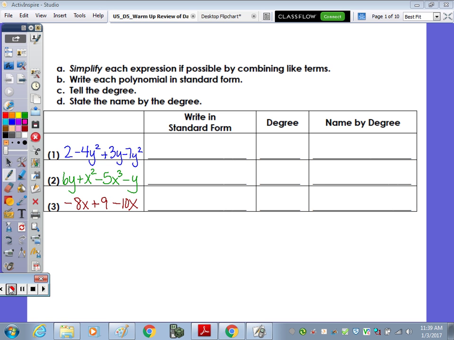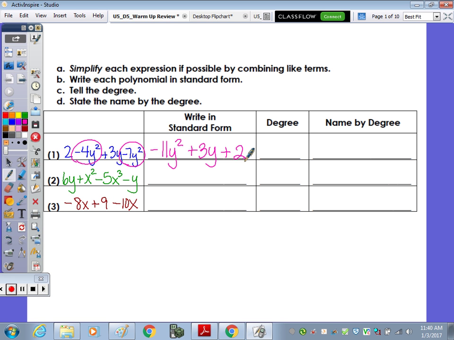Okay, number one. In standard form, be highest to lowest exponent. So I'm going to look at those degree 2 terms. I can combine those since they're both like terms. Negative 4y squared minus 7y squared. Negative 4 minus 7 is negative 11. Again, when adding and subtracting, the exponent stays the same. Then would come the y term, and there's nothing to combine with that, and the positive 2.